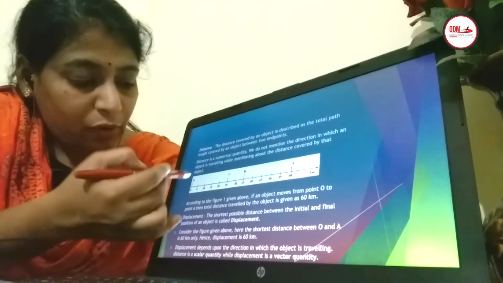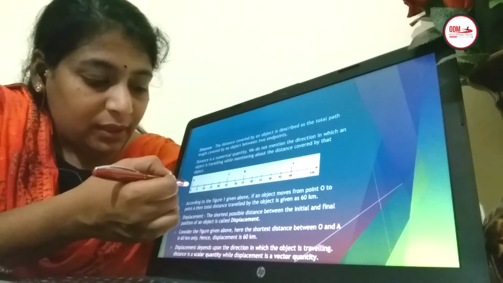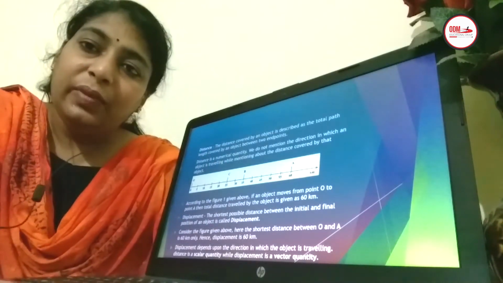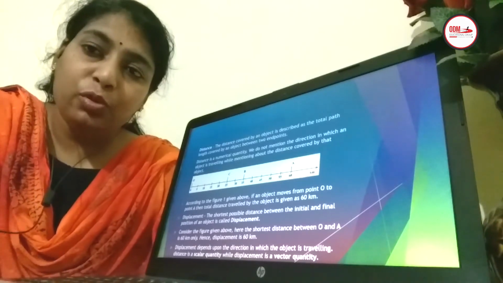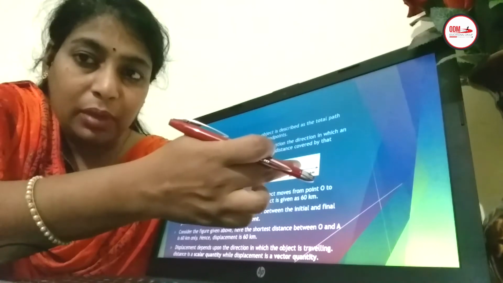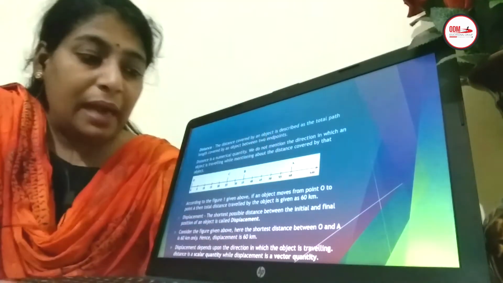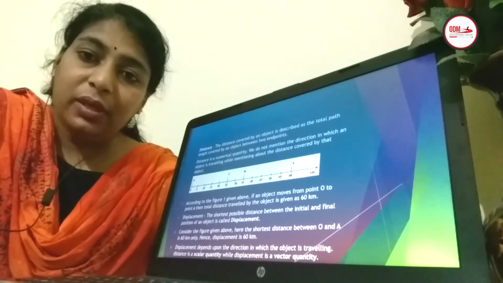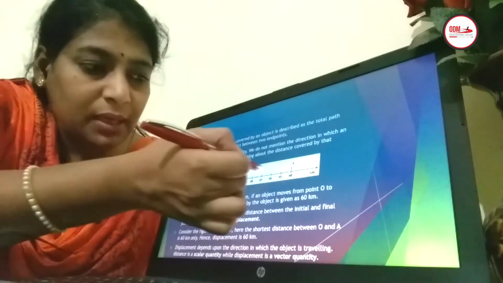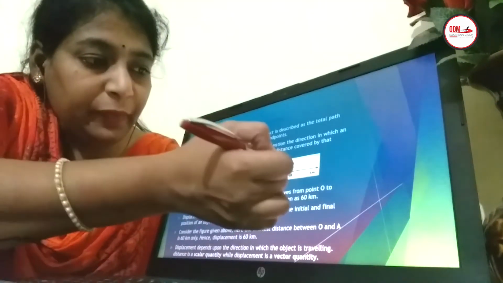Here, as it is a straight line figure, you can see the distance is equal to 60 kilometers, as well as the displacement also shown as 60 kilometers. But I can follow this way also, I can go this way also to reach A. So that is known as your distance. But when I am talking about the shortest distance between O and A, that is the displacement.